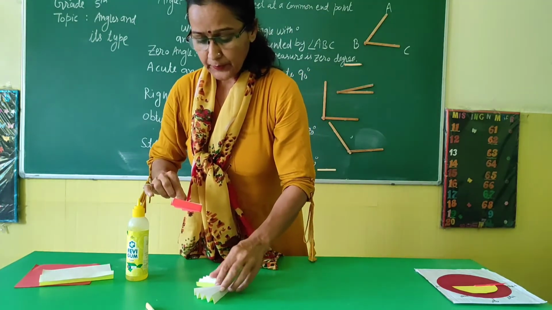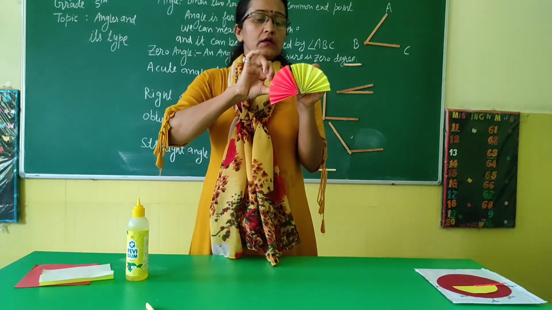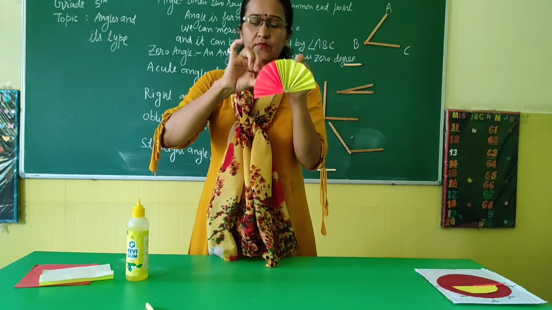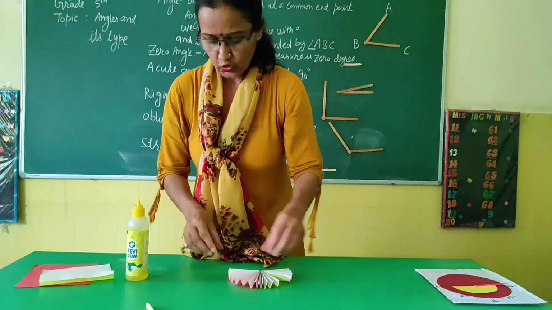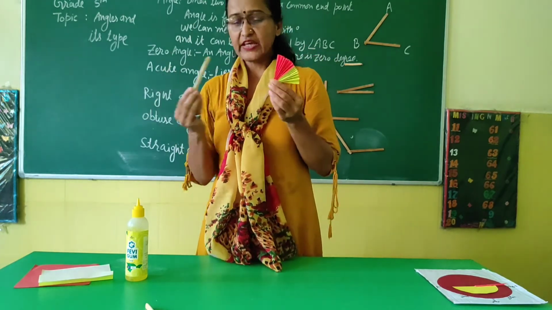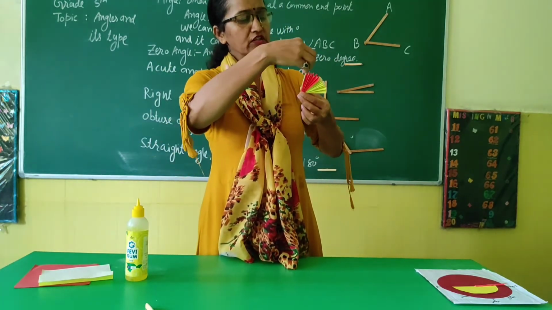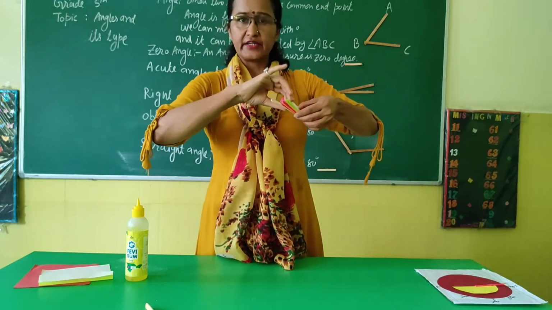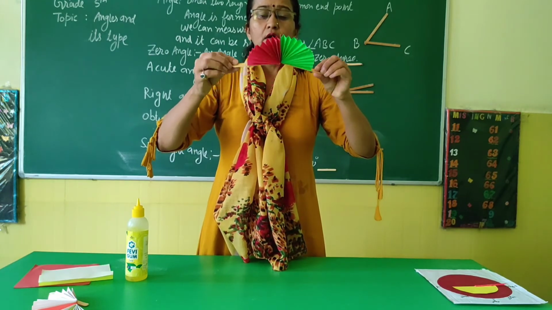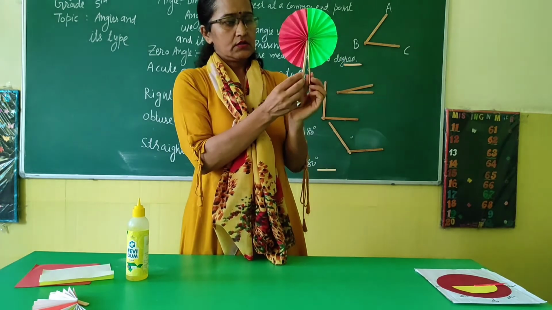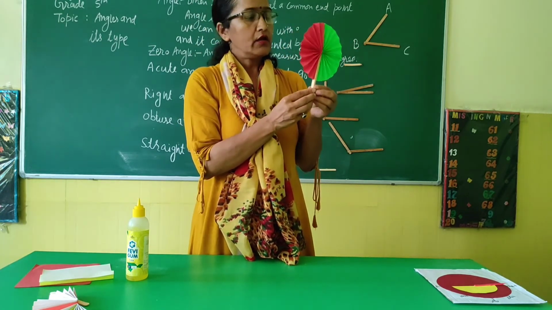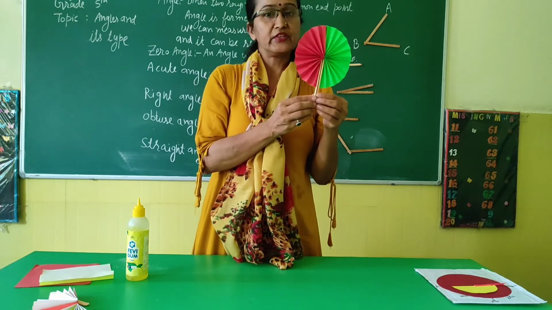After that, you have to paste the sides of these papers like this. And at the end, now this is your ice cream stick. Now paste the ice cream stick on both of these sides. This way, this is a fan. Okay? Now we can make different angles with the help of this.